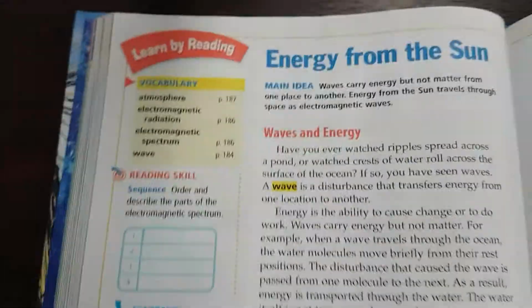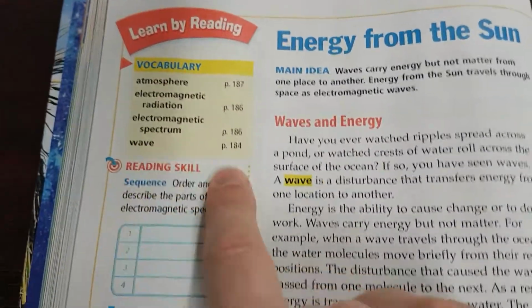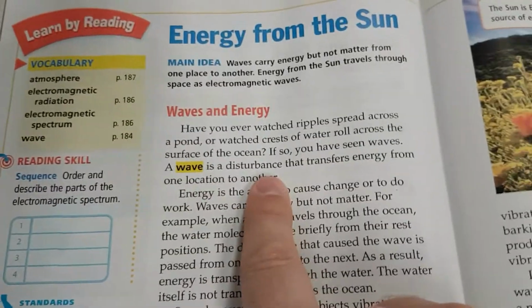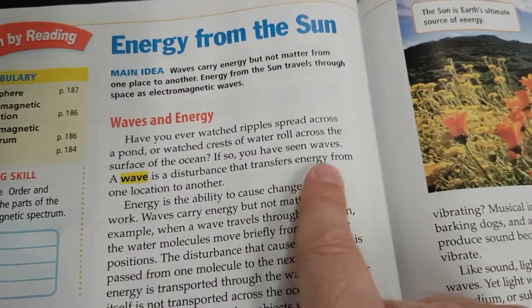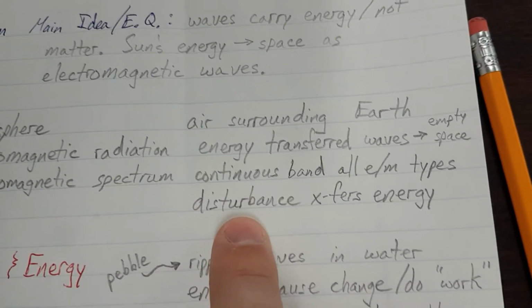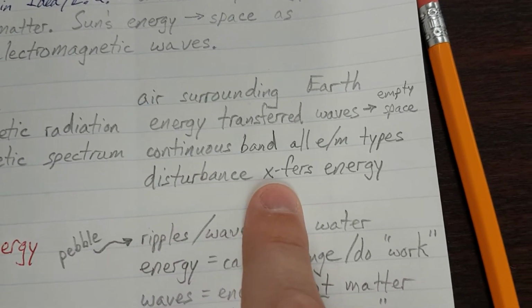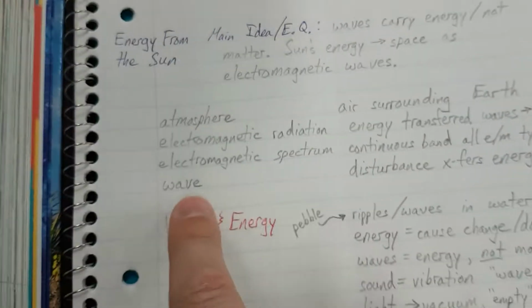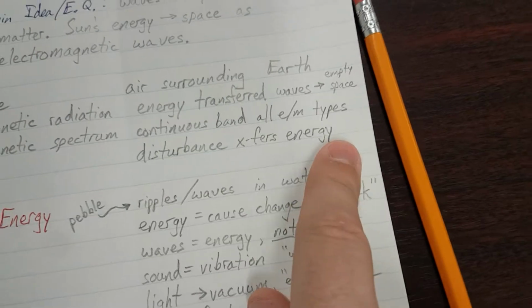Okay, let's go back to our vocabulary, and the last one is wave, right here on page 184. A wave is a disturbance that transfers energy from one location to another. Okay, disturbance, X-fers for transfers, energy. So a wave is a disturbance that transfers energy.